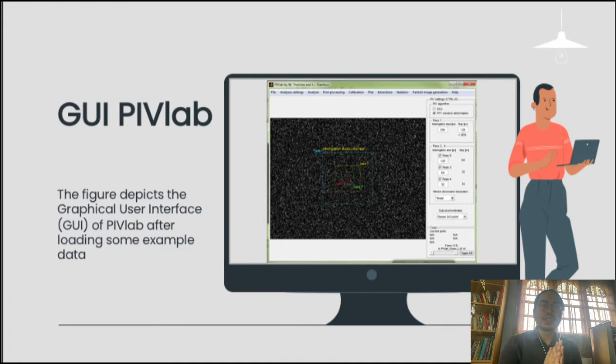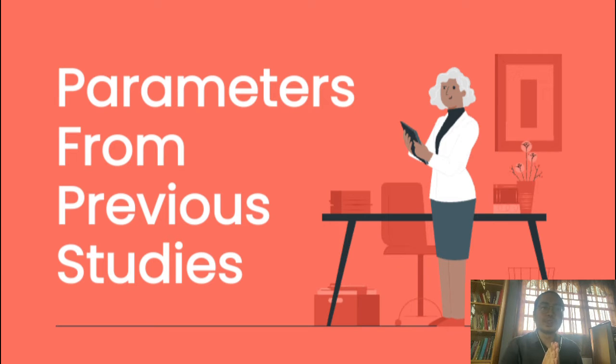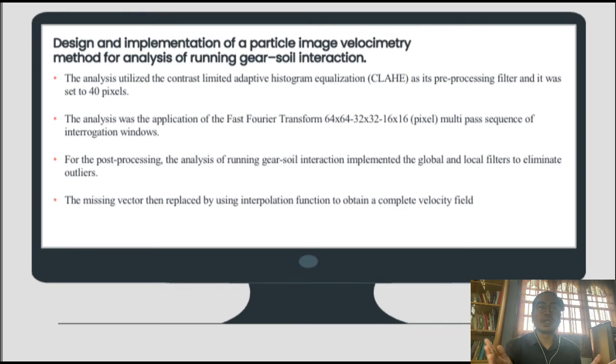On this slide, we can see the GUI of PIVlab. The figure depicts the graphical user interface (GUI) of PIVlab after loading some example data. PIVlab has been used by researchers as the open source PIV software for the analysis of running gear soil interactions. The analysis utilized contrast limited adaptive histogram equalization, called CLAHE, as its pre-processing filter, and it was set to 40 pixels.